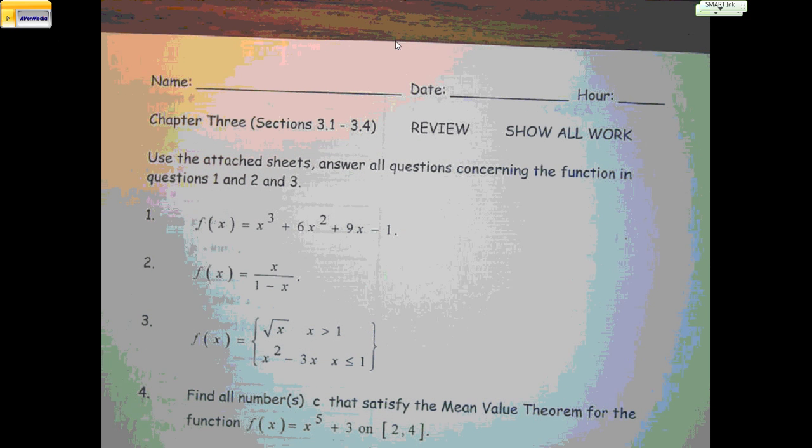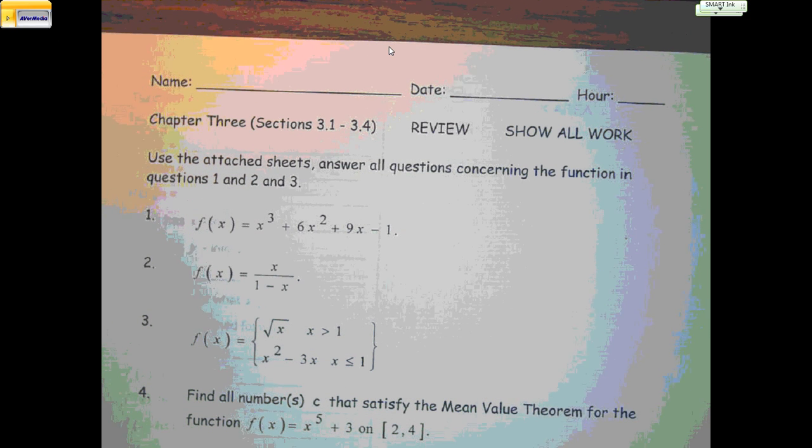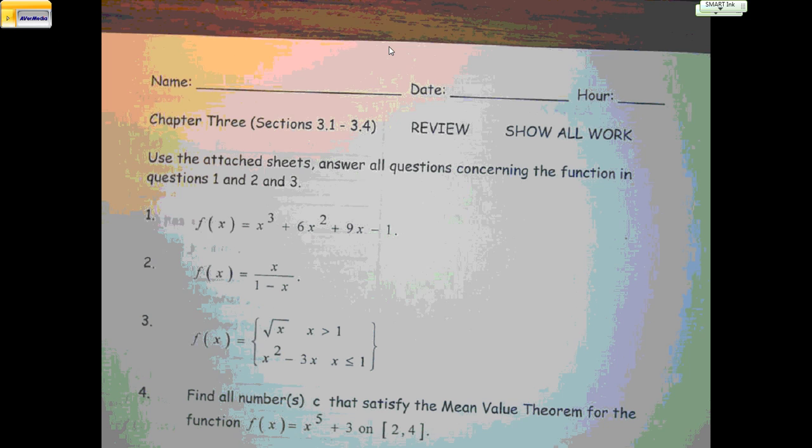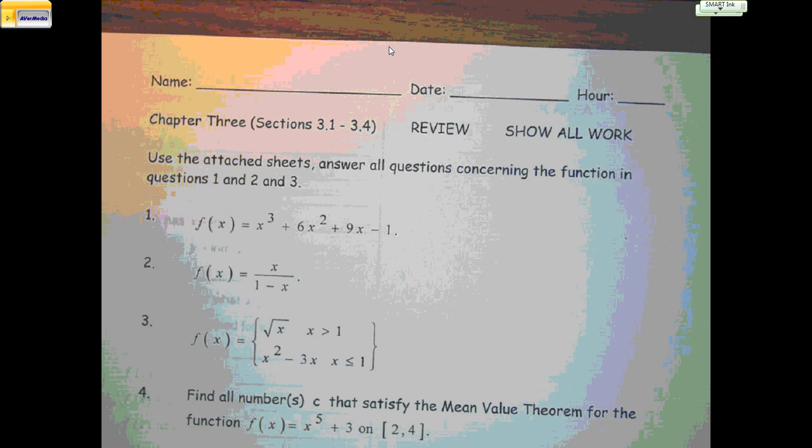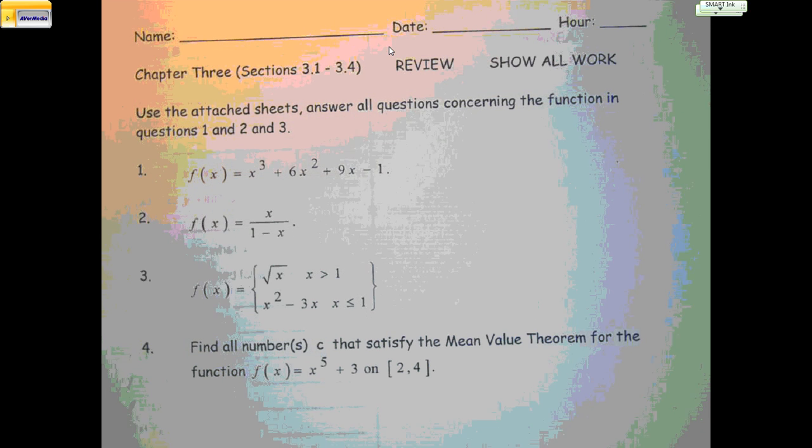Okay, so this is your review for your test that's tomorrow. Your test is going to look a whole lot like this. So if you can handle this review, you should have no problem with tomorrow's test.